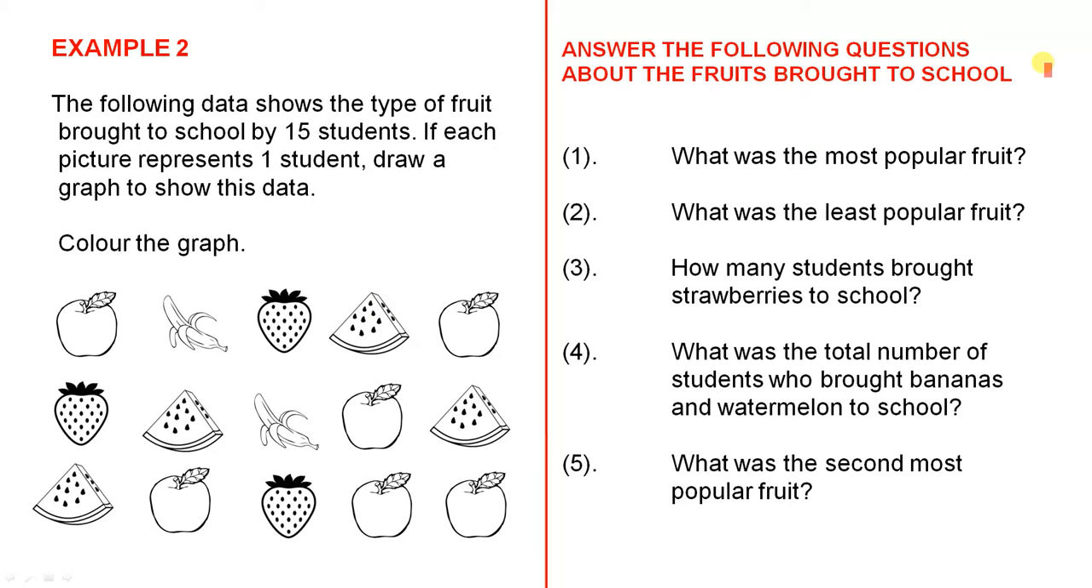After the graph has been drawn, the students can be invited to answer the following questions about the fruits brought to school. What was the most popular fruit? What was the least popular fruit? How many students brought strawberries to school? What was the total number of students who brought bananas and watermelons to school? And what was the second most popular fruit?